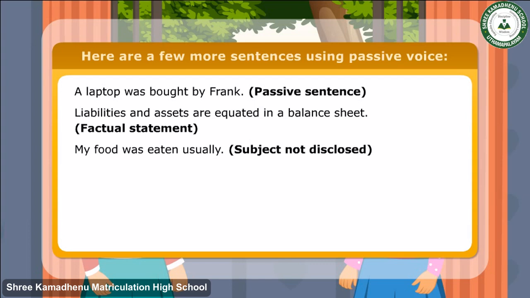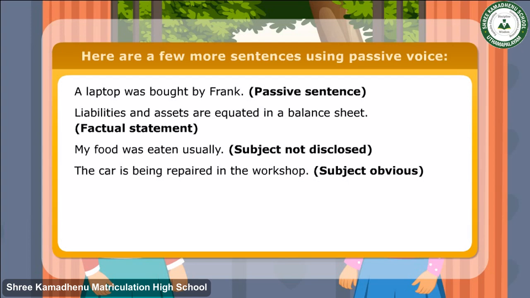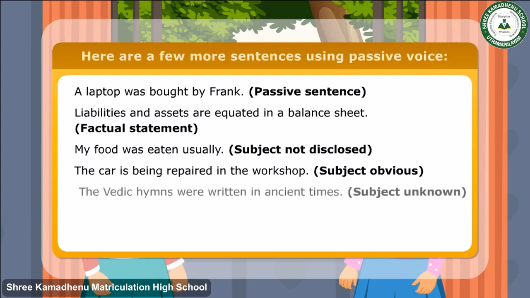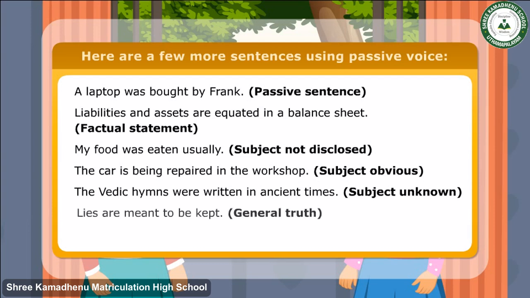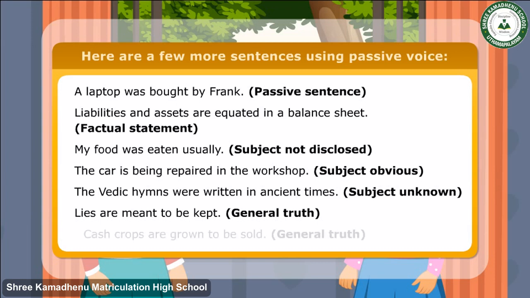My food was eaten usually. Subject not disclosed. The car is being repaired in the workshop. Subject obvious. The Vedic hymns were written in ancient times. Subject unknown. Lies are meant to be kept. General truth. Cash crops are grown to be sold. General truth.